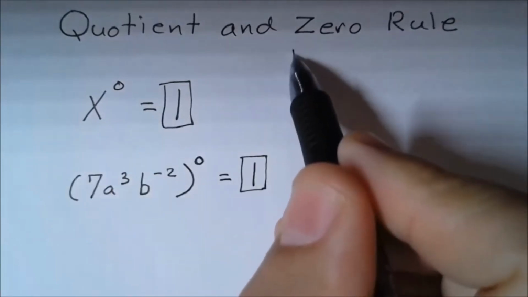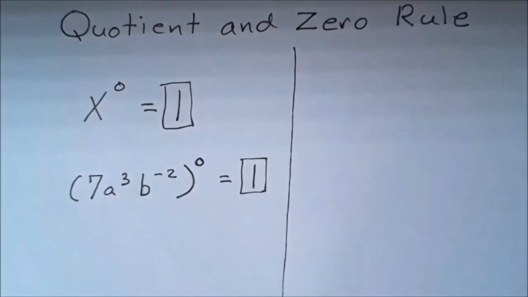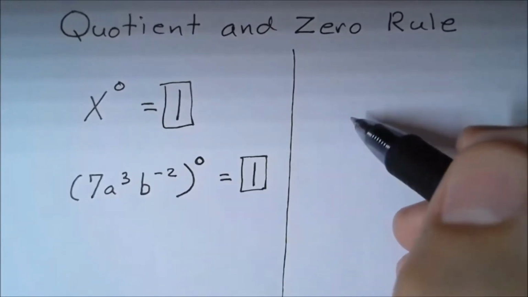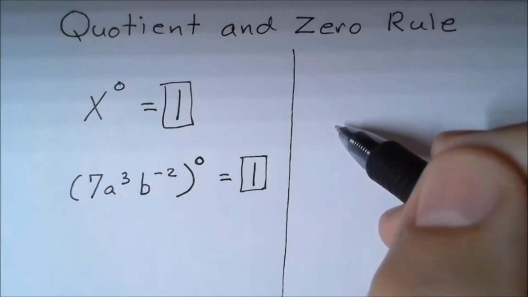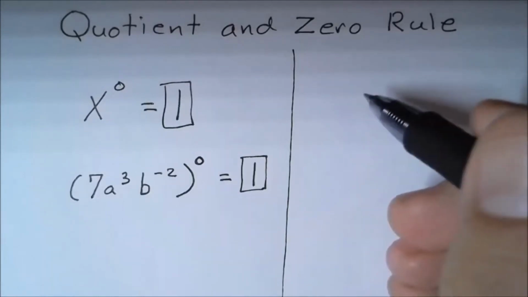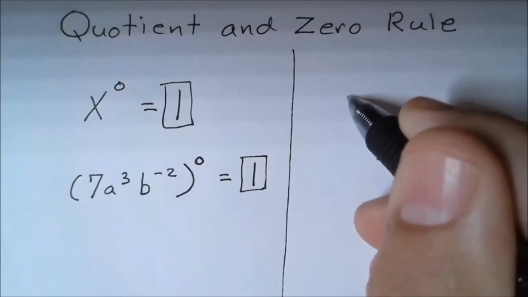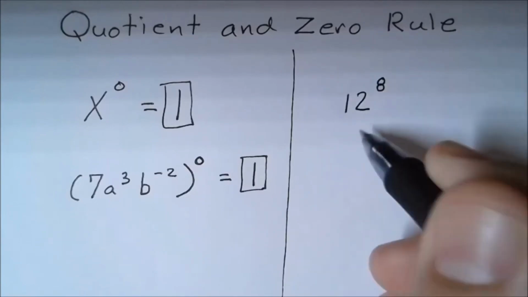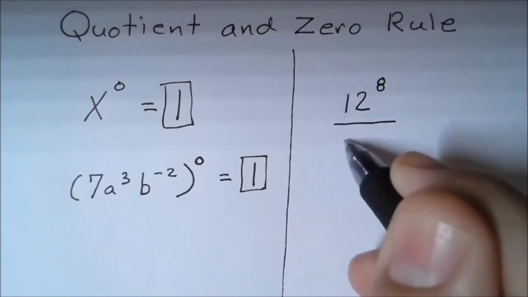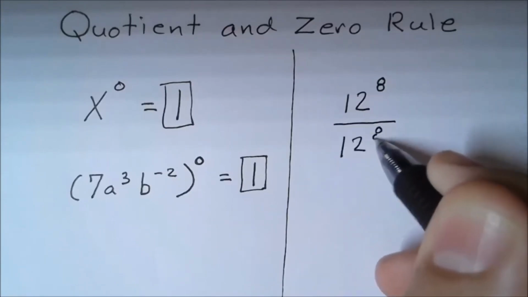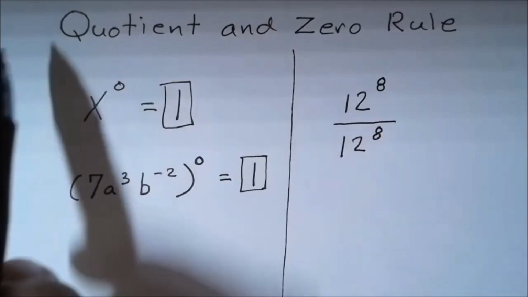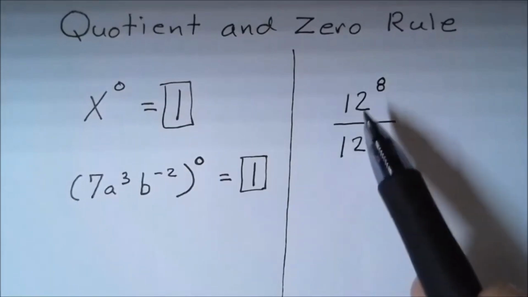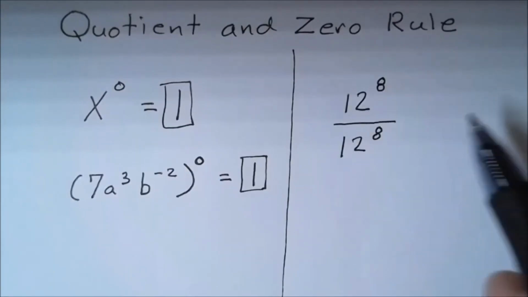Now, I do want to go ahead and show a problem that you may run into, because they like to use this particular idea when you're doing the quotient rule, and so you have more than one step that you have to do. So let me give you an example. So for instance, say we had, let's do 12 to the power of 8, and then it was divided by 12 to the power of 8. In this situation, we need to use the quotient rule up here on top, and the quotient rule says that when we have bases that are the same, we just simply subtract their powers from one another.